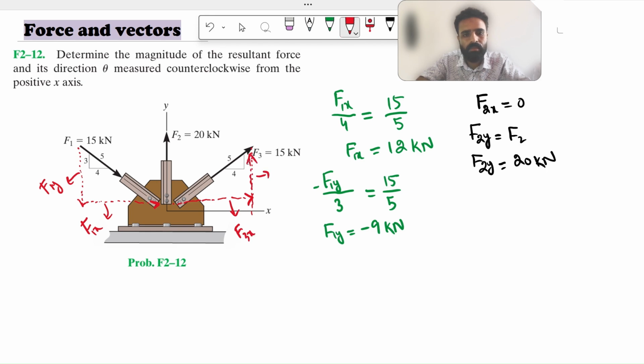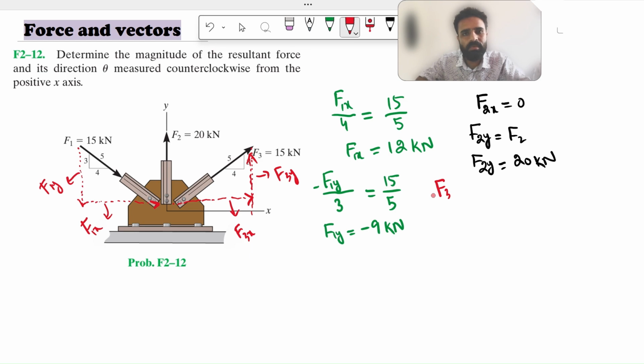So this will be the F3y. Both values will be positive because the x component is acting from the origin on the right side, and the y component is acting upward. So both will be positive. For the F3x, it is the same.